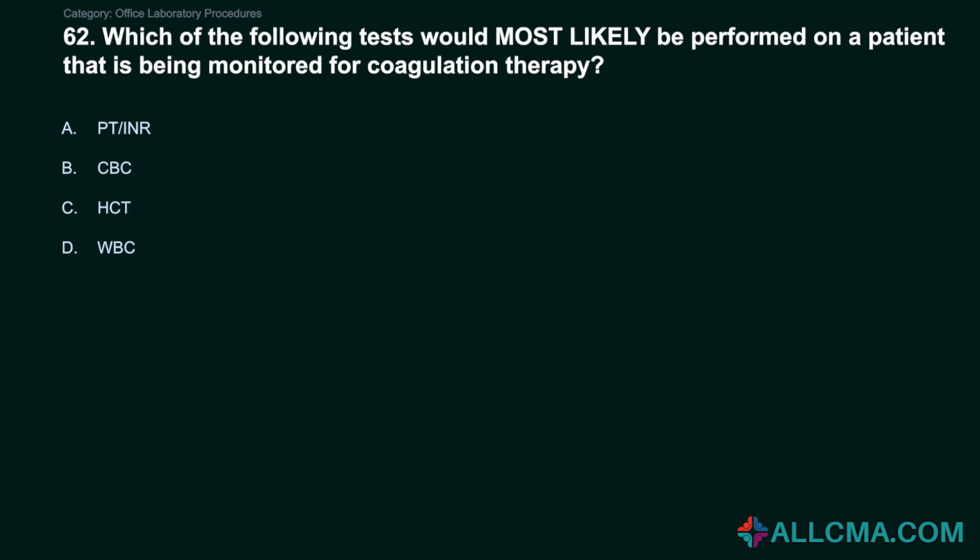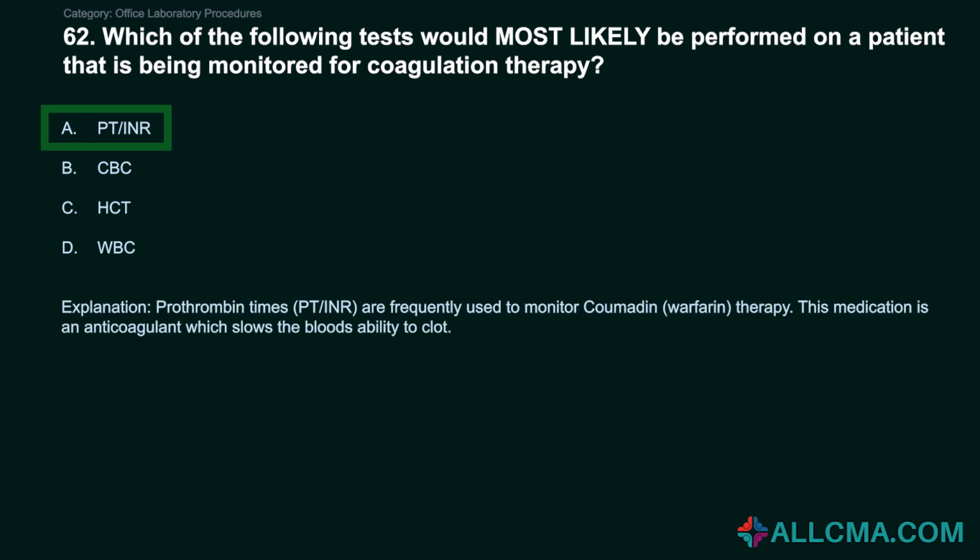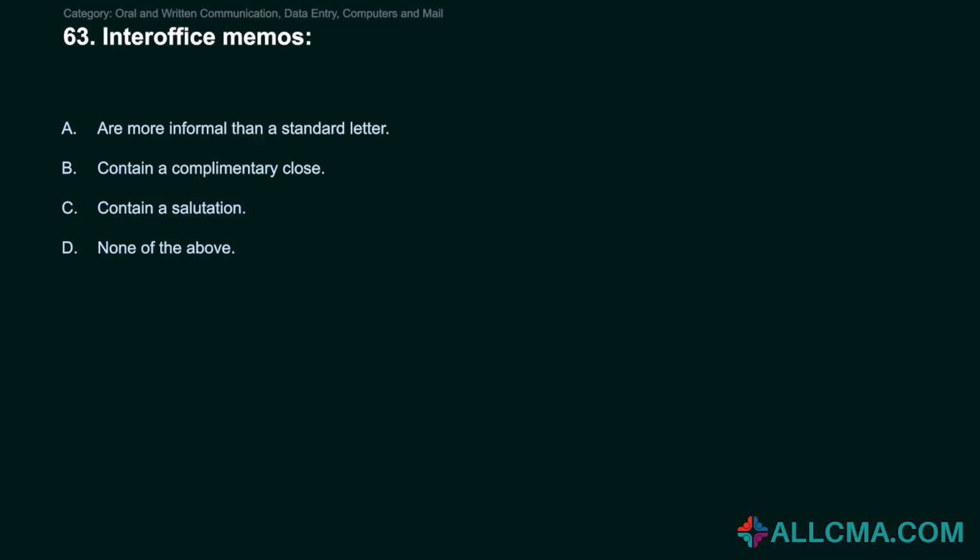62. Which of the following tests would most likely be performed on a patient that is being monitored for coagulation therapy? A. PT/INR. B. CBC. C. HCT. D. WBC. Correct answer, A. PT/INR. Prothrombin times, PT/INR, are frequently used to monitor Coumadin, warfarin, therapy. This medication is an anticoagulant which slows the blood's ability to clot.